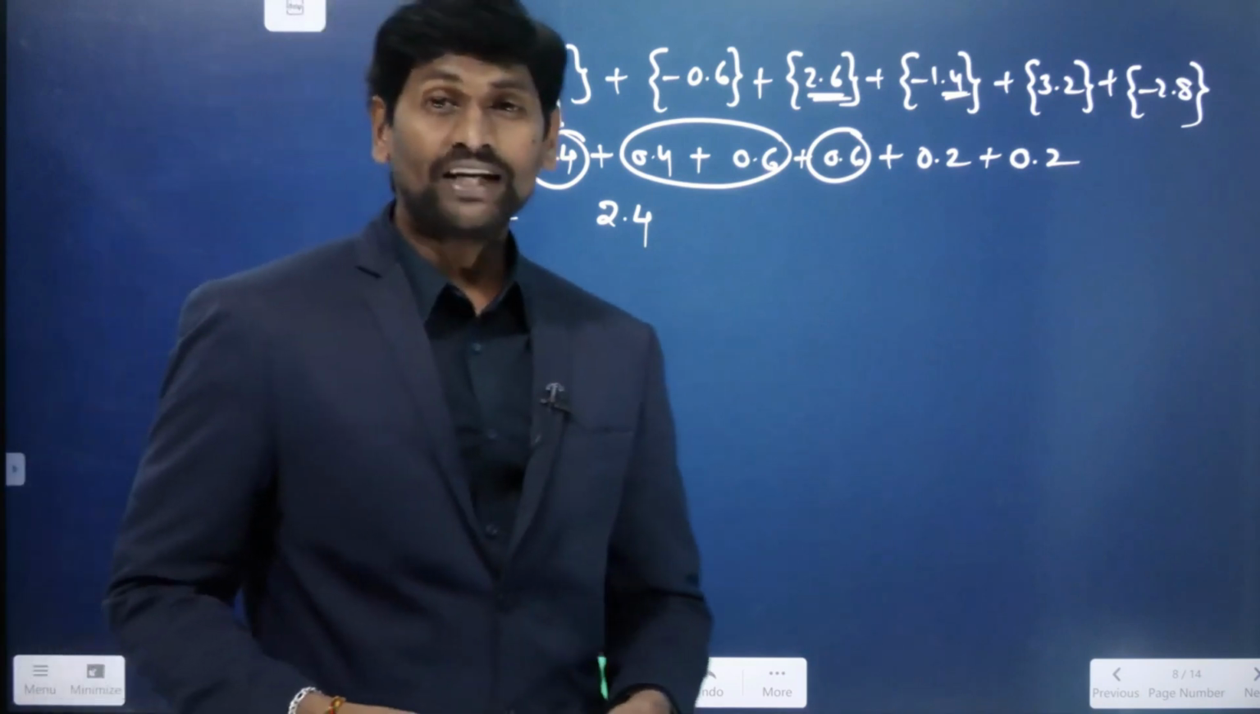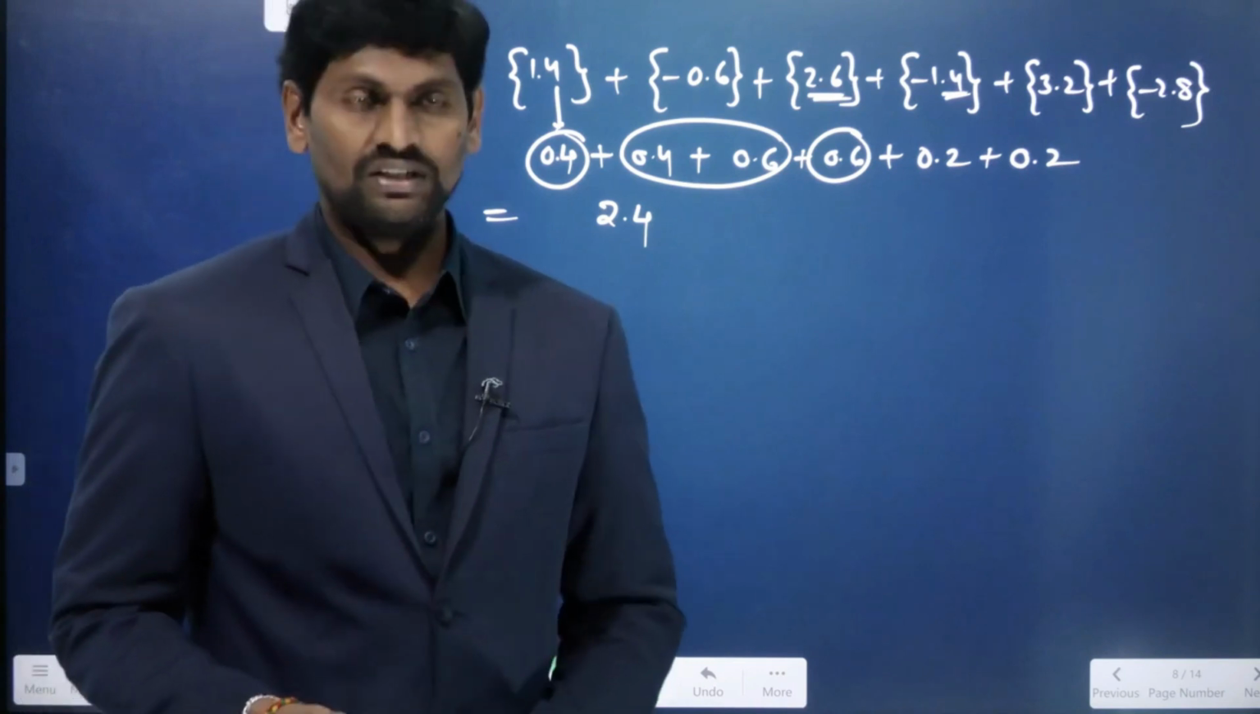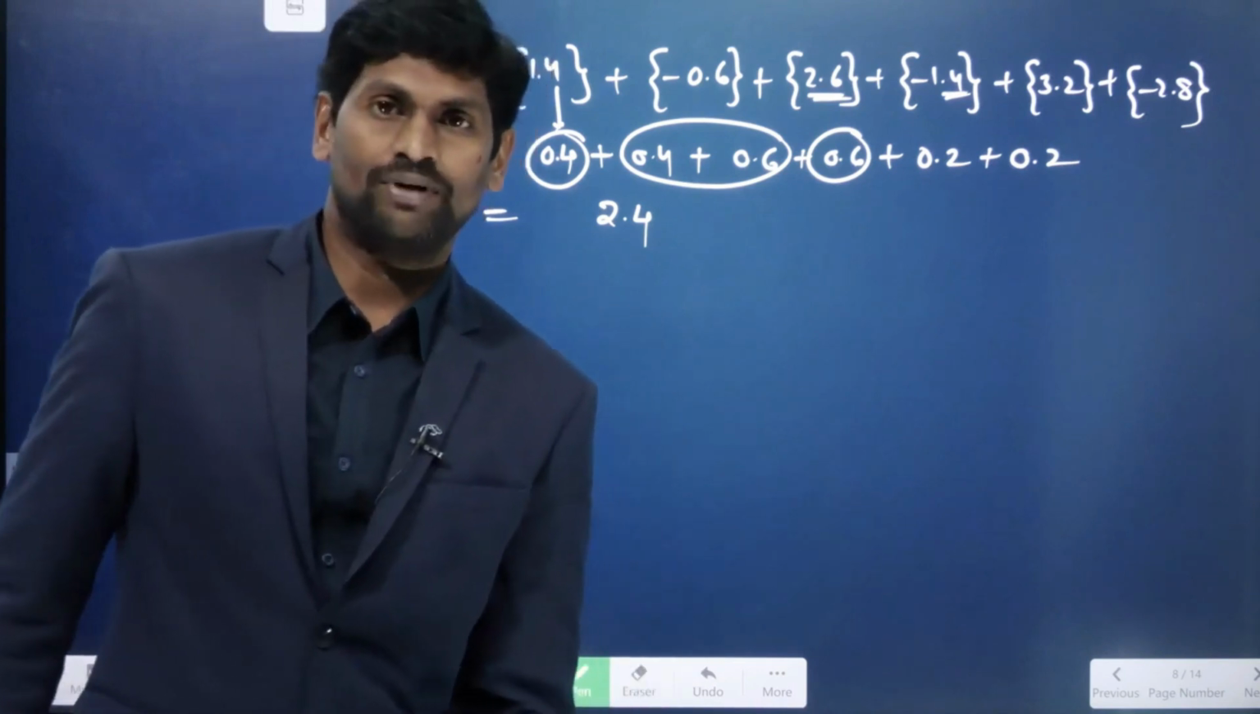If 31 factorial is divided by 2 power n, then the n value is? If 33 factorial is divided by 2 power n.